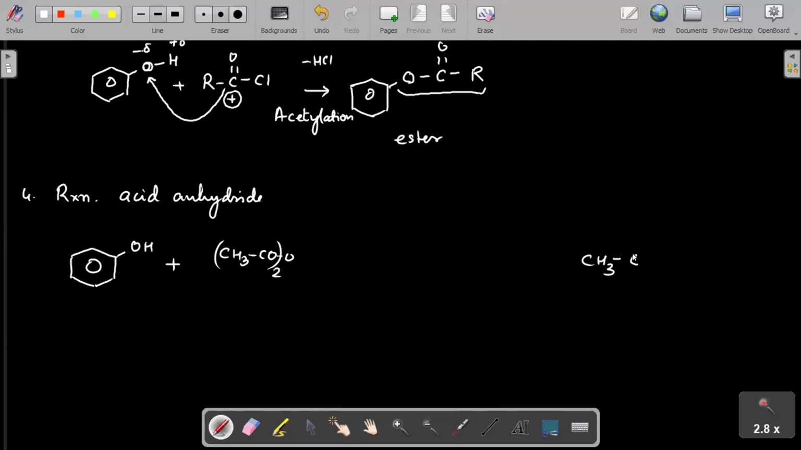CH3 C double bond O, oxygen, CH3 C double bond O, oxygen. This, right? This is anhydride. So this is the acetic anhydride molecule here.